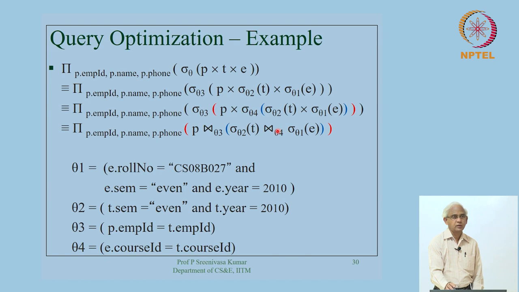Okay, so do you get that? So this transformation is actually simple, algebraic, right? So the cross product followed by selection can be replaced by join. Basically, that's what we have done.